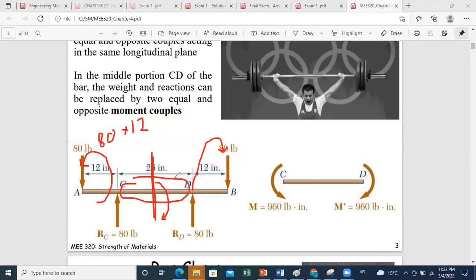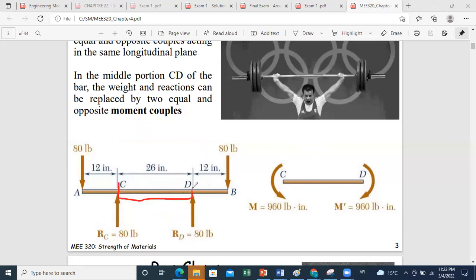clockwise couple. Now, if you do the cut and then remove the first part, you keep the second one. By action reaction, the couple will be counterclockwise. So now if you want to just illustrate what is happening in member CD, okay, you have C subjected to a counterclockwise couple and D subjected to a clockwise couple, okay, which will lead to bending effects.